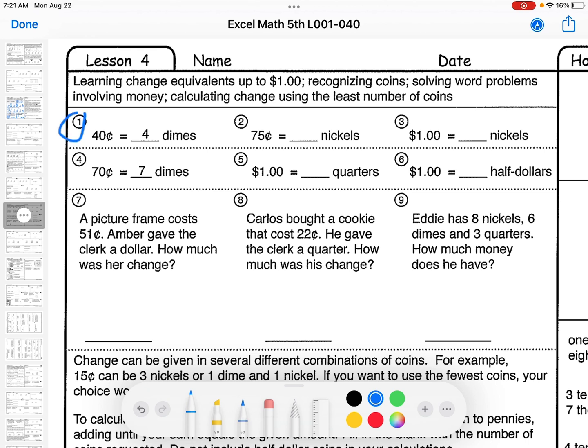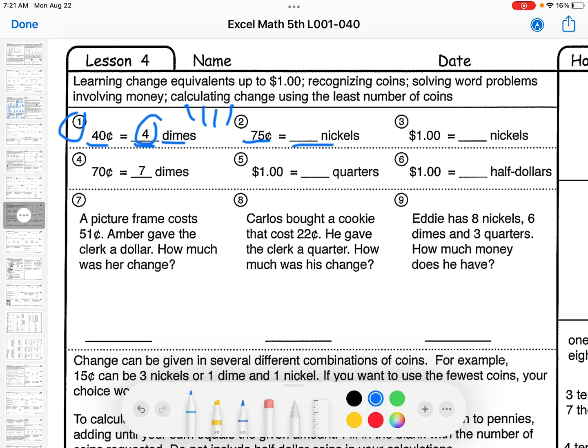Number 1, 40 cents is equal to how many dimes? 10, 20, 30, 40. 10 cents per dime. A dime is worth 10 cents. So that means 4 dimes is 40 cents.